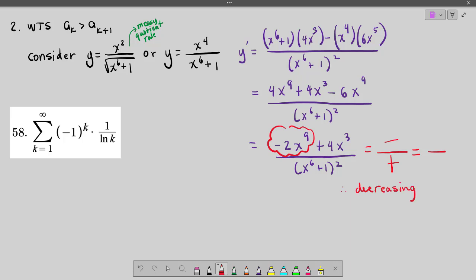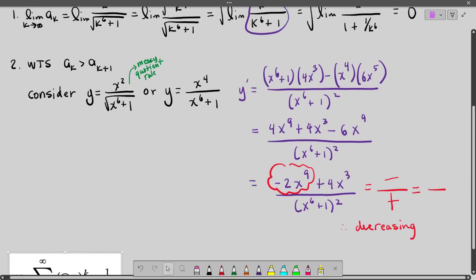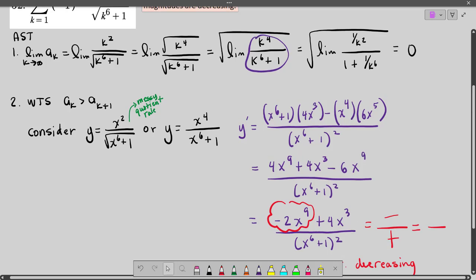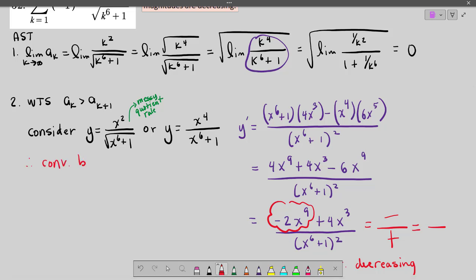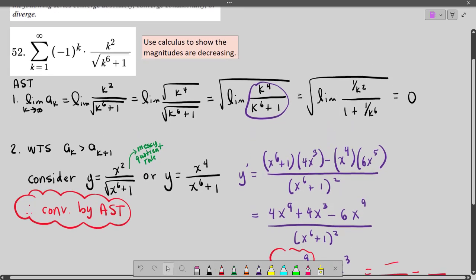So that's how we can show that this series up here converges by alternating series tests. So our conclusion here is therefore converge by AST. A little more complicated though because we couldn't do it algebraically. We have to do it with calculus. So a little bit messy. All right, so let's finish this off.